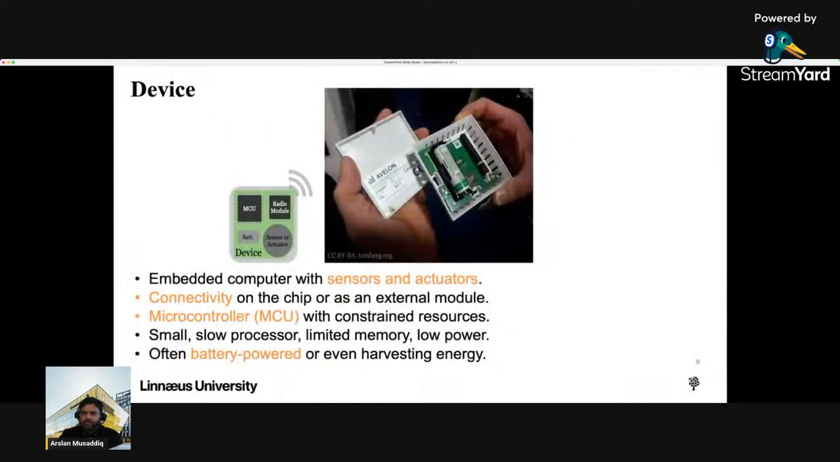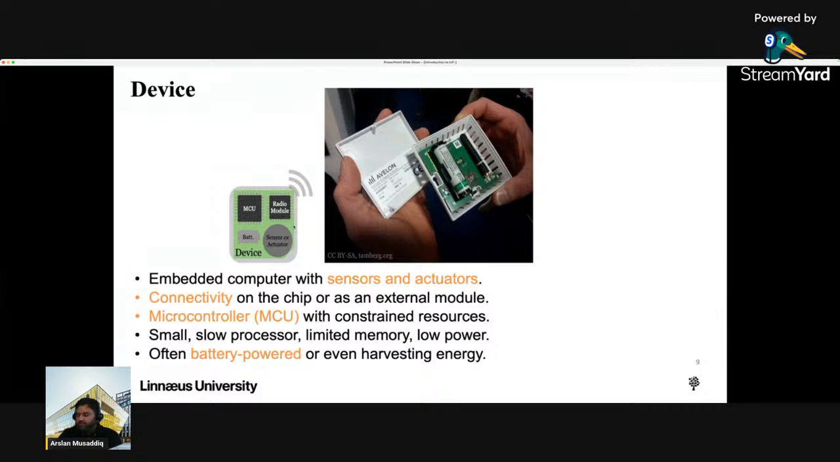Now, let's talk about the devices themselves. As we discussed, IoT devices are essentially embedded computers equipped with sensors and actuators. These sensors are responsible for collecting data from the surroundings, as we know, while actuators perform specific actions based on that data. So these devices are designed with connectivity in mind. So we have a radio module here. Maybe this module can be built either directly onto the chip, or we can add it as an external module.